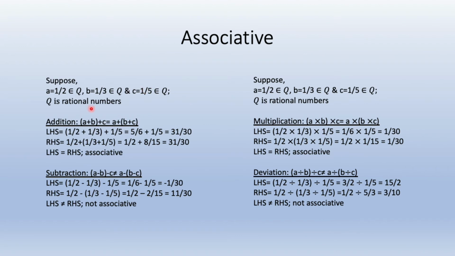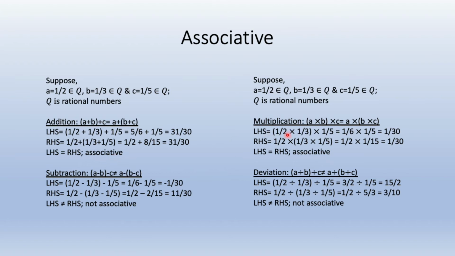Along with A and B, we are taking C equal to 1 by 5, which is also a rational number. Now look at the addition part. On the left hand side, first we are adding A and B, then C, and the final answer we get is 31 by 30. On the right hand side, first we are adding B and C, then A, and here also we get the final answer 31 by 30. So both sides are equal. That means rational numbers are associative under addition.